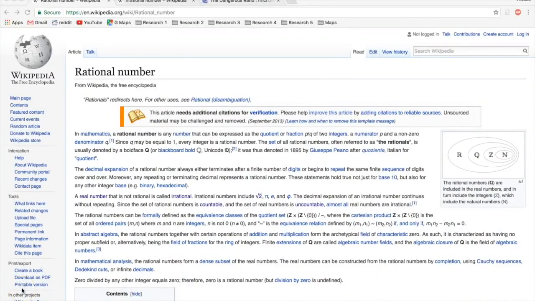So in order to talk about irrational numbers, we need to start with talking about what a rational number is. So here I'm at Wikipedia, and under irrational numbers, it says, in mathematics, a rational number is any number that can be expressed as the quotient or fraction p over q of two integers, a numerator p and a non-zero denominator q. Since q may be equal to 1, every integer is a rational number.